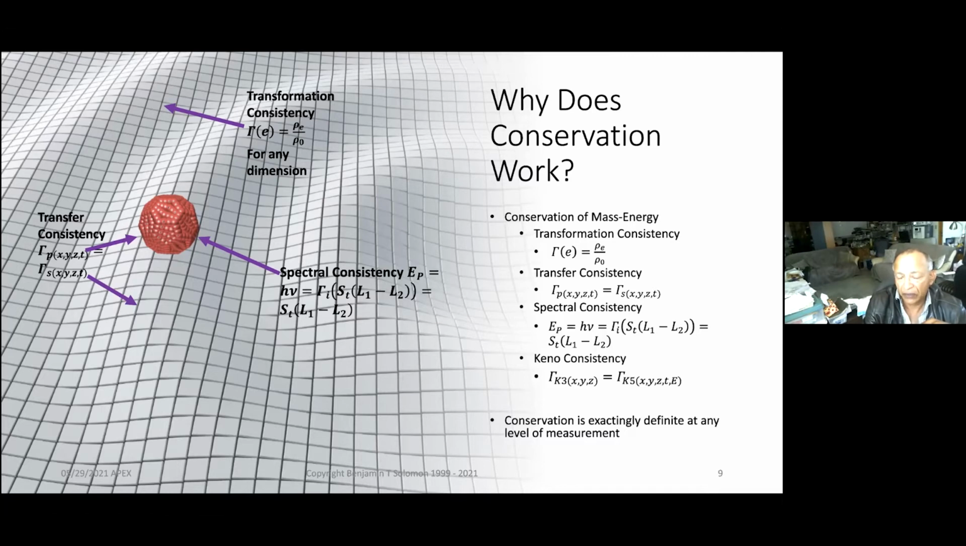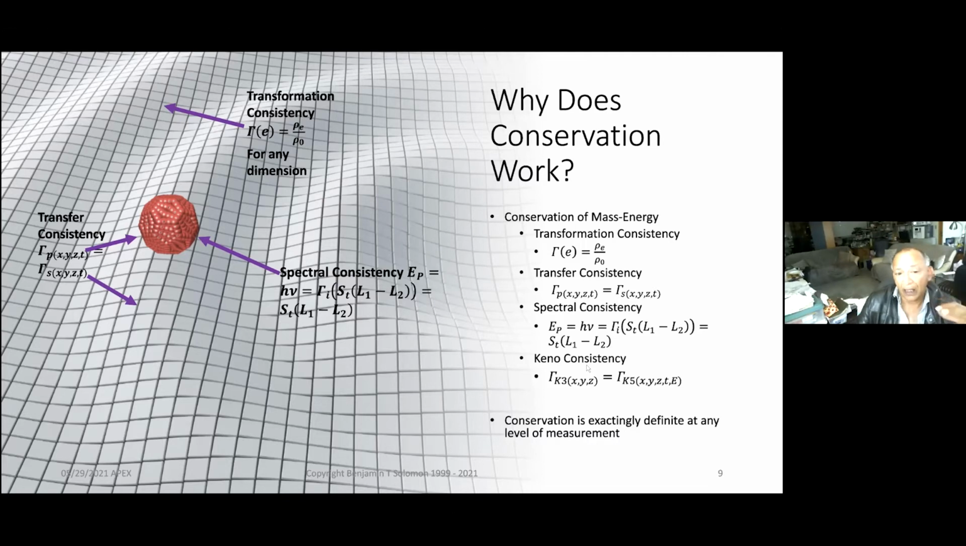And that shift is consistent because the observation, the spectral lines' energy, are identical for any environment. And what the environment does as the photon travels through space-time is to change the frequency depending on the properties of space-time. And the fourth consistency is Kano consistency.